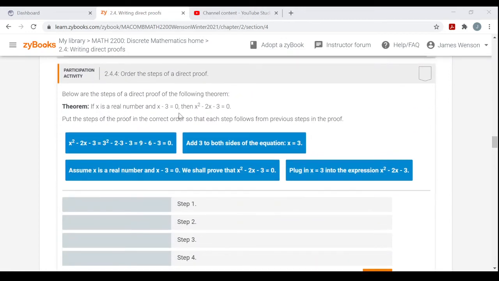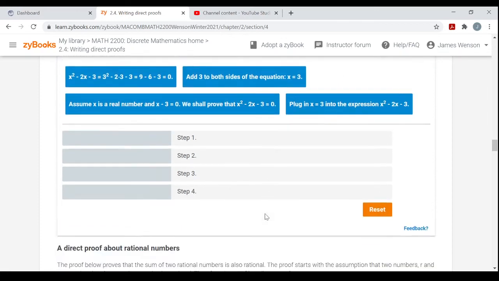If x is a real number and x minus 3 equals 0, so you're assuming that x is 3. All this statement here is basically going to lead you to x is 3. But you would start with this: assume x is a real number and x minus 3 equals 0. That's the hypothesis. And then say to the reader, we shall prove that x squared minus 2x minus 3 must also be equal to 0. That's again what you're trying to show. So I'd start with that as step 1. And again, I'll leave it to you to say what the next logical steps are.